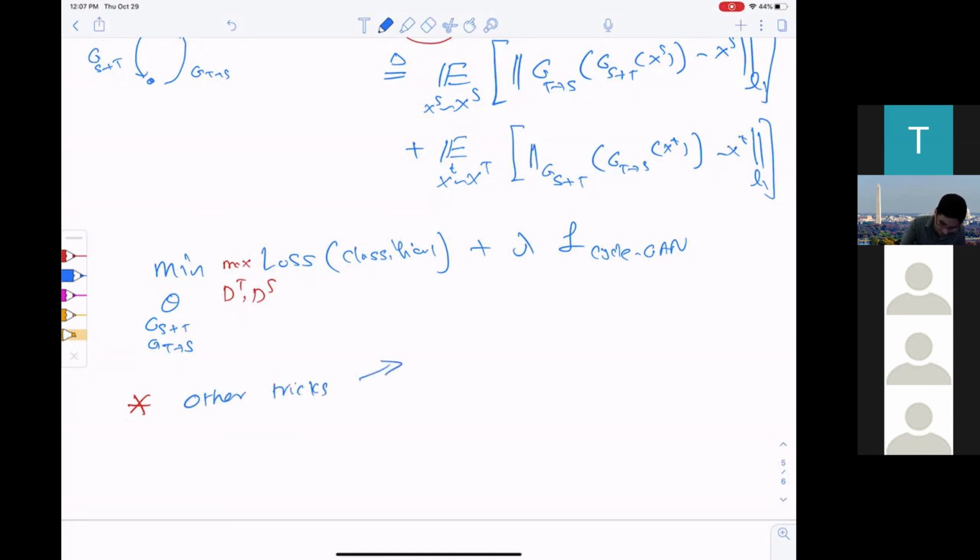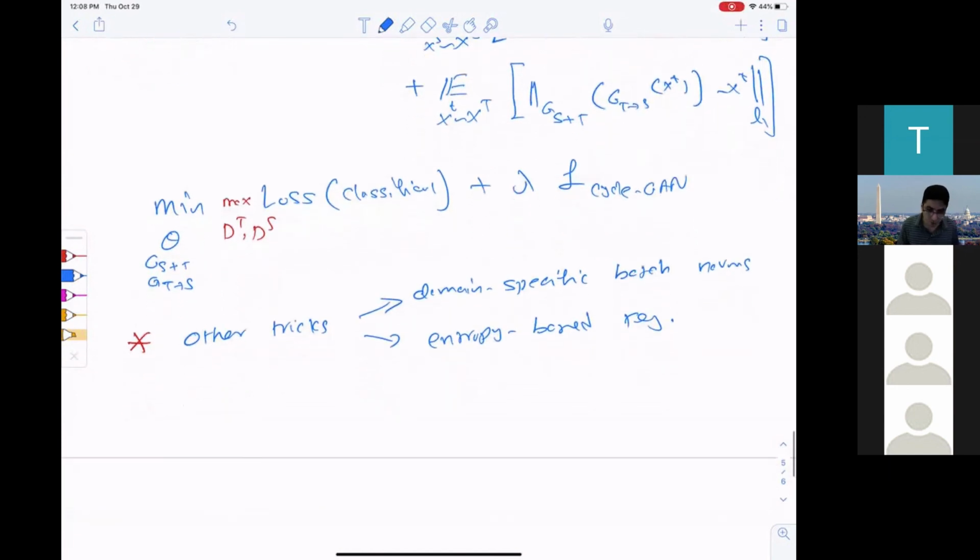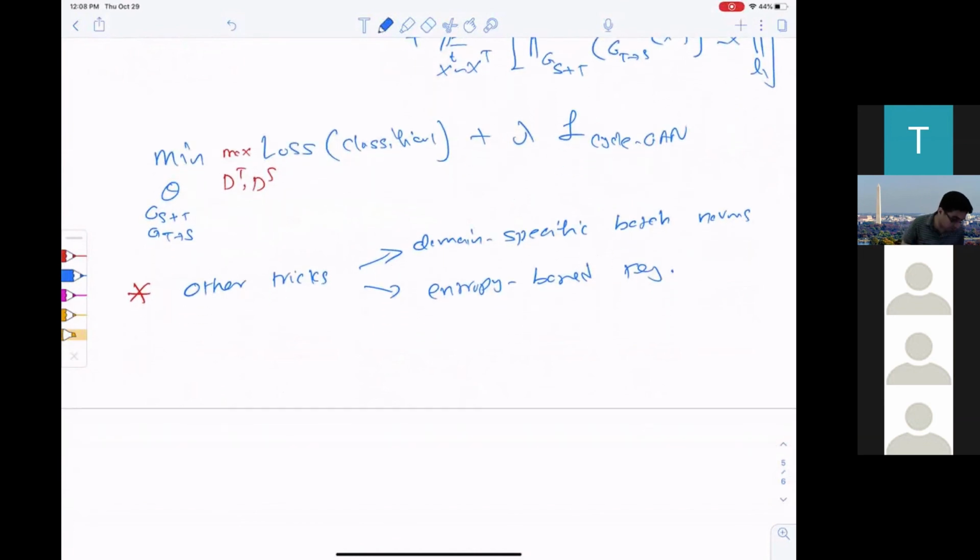As I mentioned, one is domain-specific batch normalization. There are some interesting entropy-based regularizations that usually help in practice, but probably I won't be able to cover that. So if you are working in this domain, you should take a look into these practical tricks.